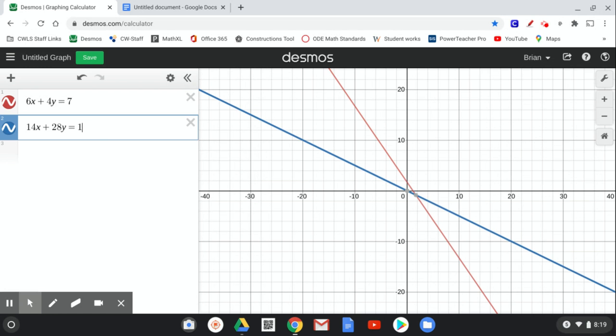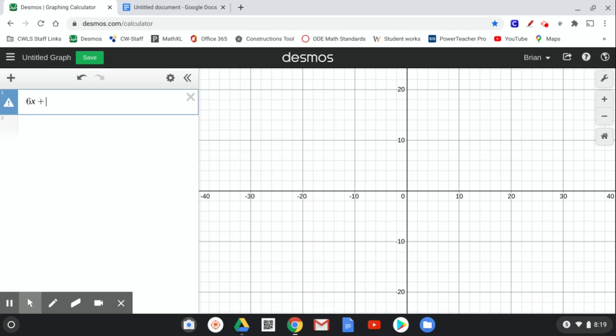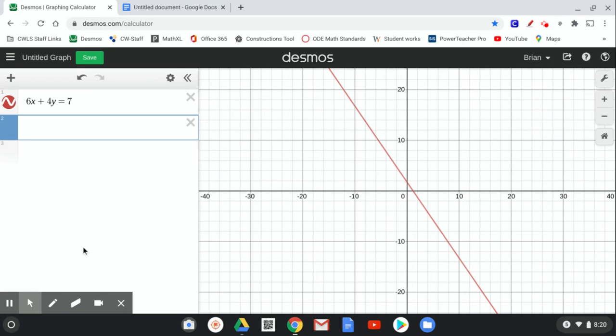Now, I'm going to put in the second one. So then we had the 6x plus 4y equals 7. The second equation was 2x minus 3y equals 6.